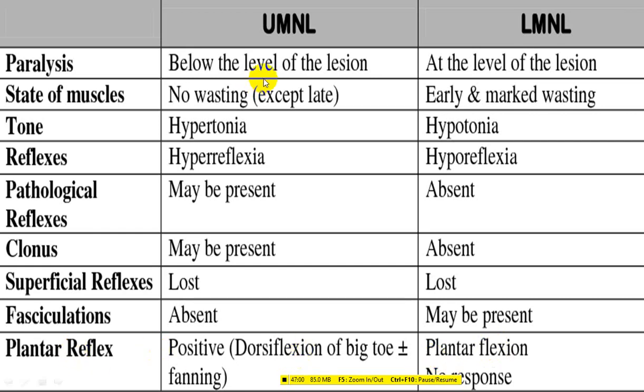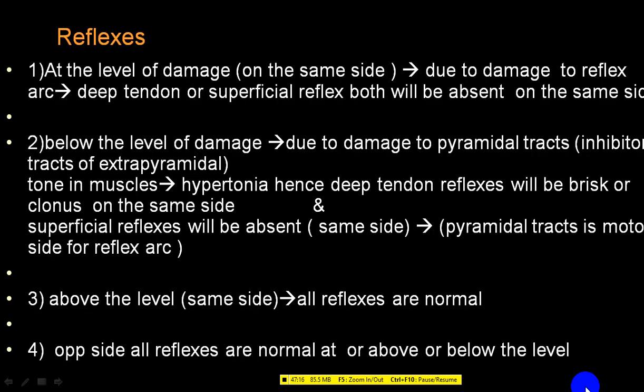But in upper motor neuron lesion, on the side of the damage, plantar reflex will be extensor, or we call Babinski's sign positive. This is the combined picture of upper motor neuron, and this is the combined picture of lower motor neuron. So at the level of damage, in lower motor neuron, deep tendon reflex and superficial reflex both will be absent on the side of the damage.